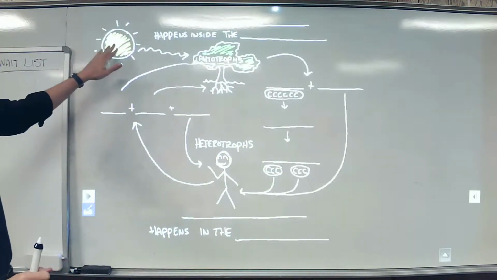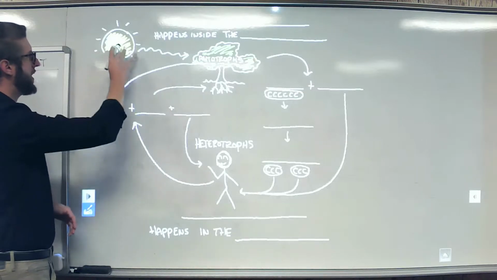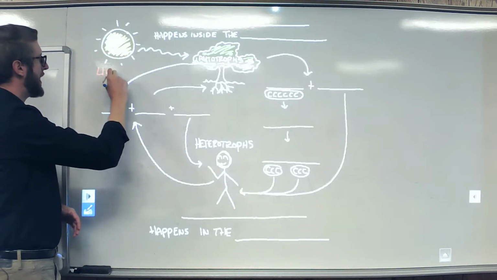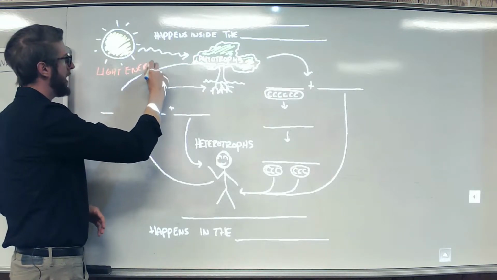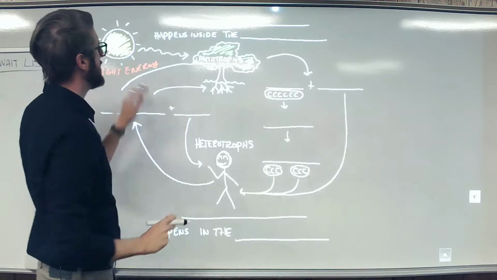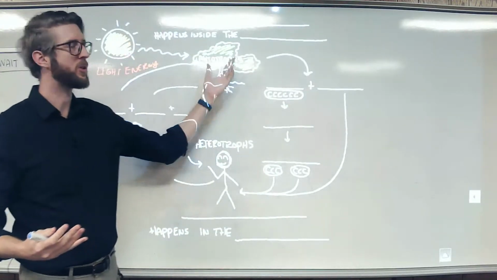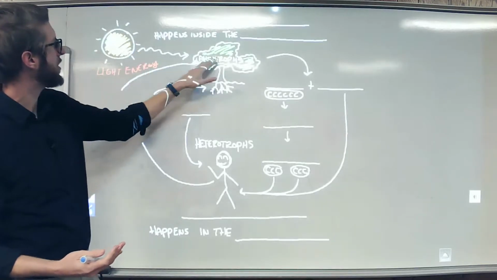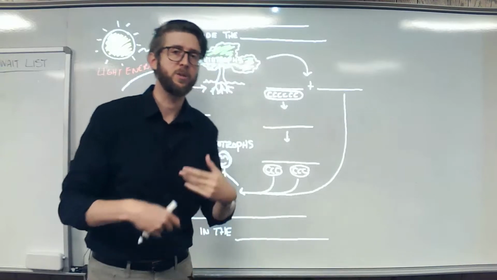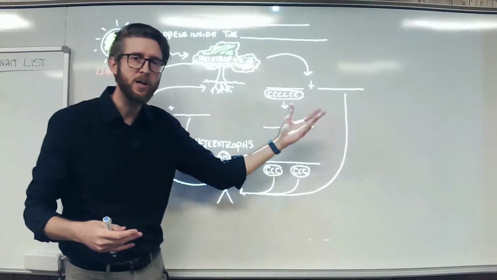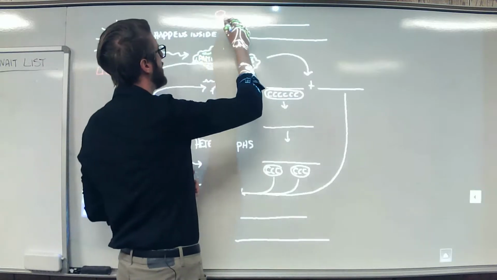Okay, so it all starts with the sun. All right, so the sun has what we call light energy. And light energy from the sun is going to come down to Earth, and it's going to be absorbed by these things called autotrophs. And these autotrophs are going to take the sunlight and combine it with a couple of other things to create food for themselves and a waste product. Now, this process is called photosynthesis.